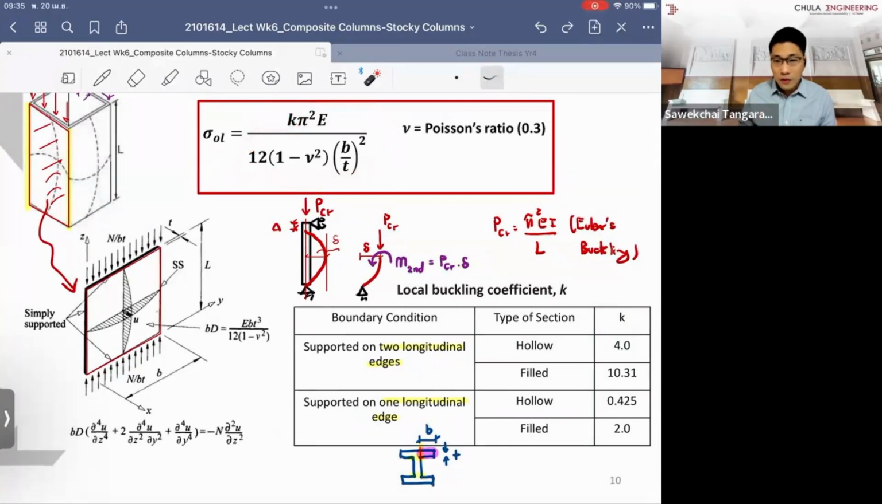The larger the value we have for K, the more local buckling stress has been allowed. So you might see that if we look at the hollow sections, we have the smaller K without the concrete at all. But if we put the concrete in the column and we form composite action, the K has been increased more than twice for both the two longitudinal edges and also a single longitudinal edge.